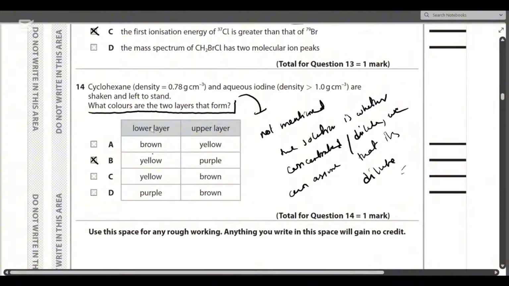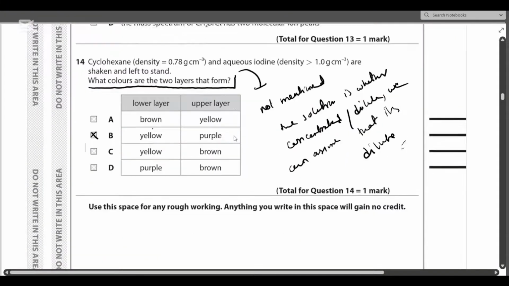So B is the correct answer, and A is not correct because, as I said, if it was concentrated, only then A would be correct, and iodine would surely show a brown color solution. But we can see that the upper layer's answer is wrong. It must be purple because cyclohexane's color is purple. So yeah, B is the correct answer.